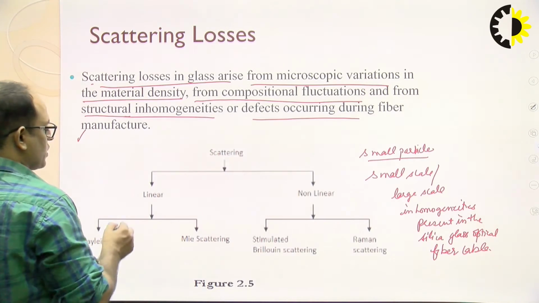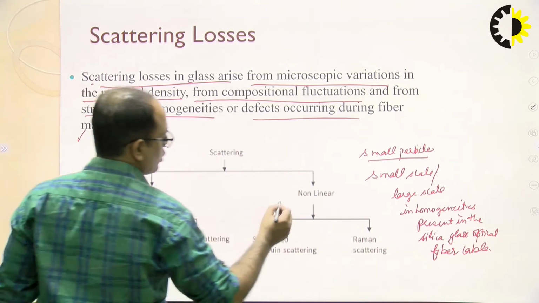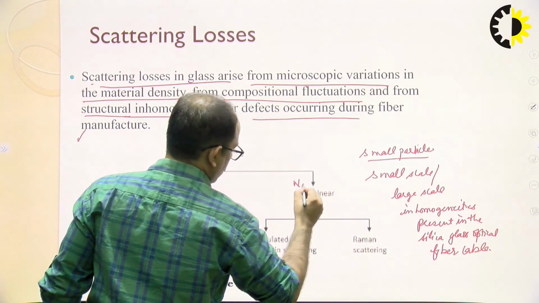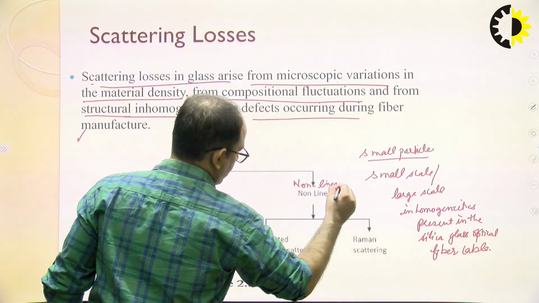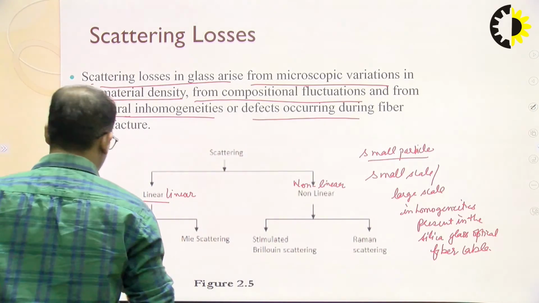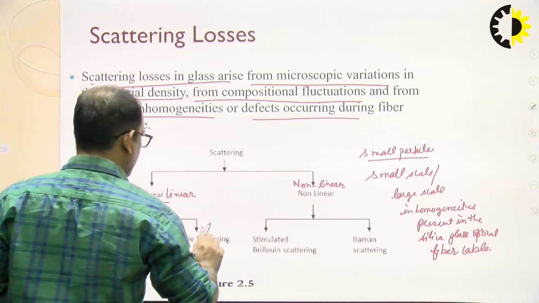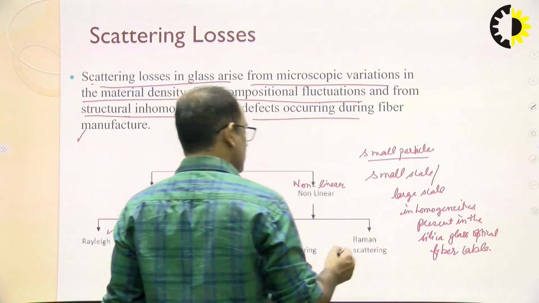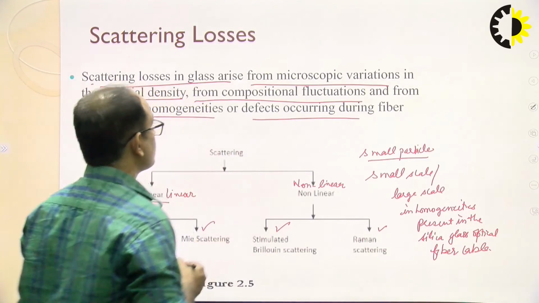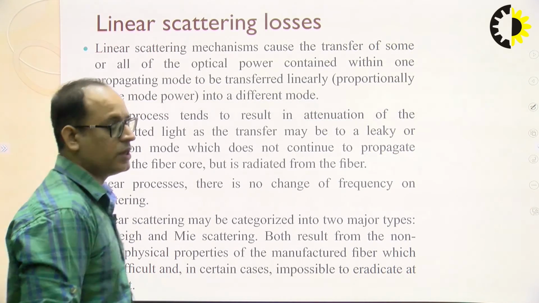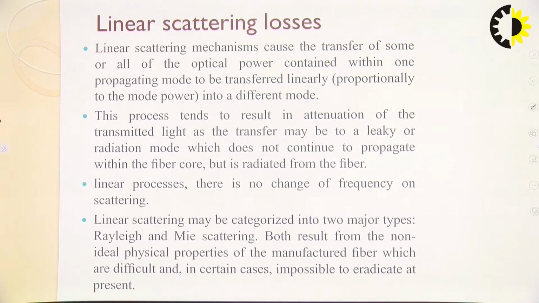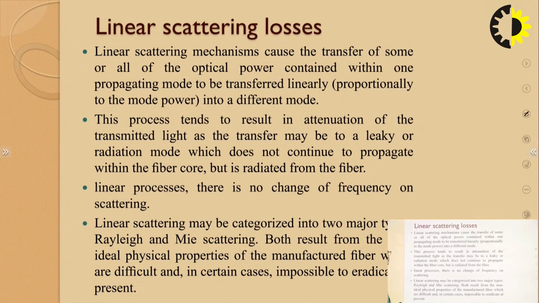So this scattering loss is further divided into two types, linear and non-linear. The linear is further divided into two types, Rayleigh scattering and Mie scattering, and the non-linear is further divided into two types, stimulated Brillouin scattering and Raman scattering. So first of all we will talk about the linear scattering loss, and in this linear scattering loss we will further study Rayleigh and Mie scattering.